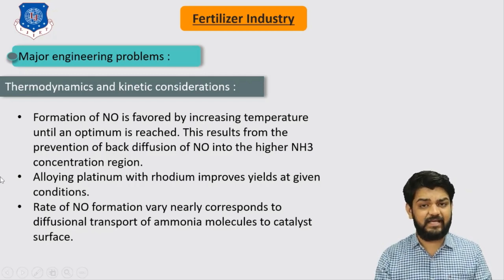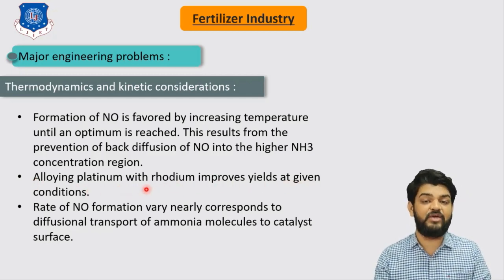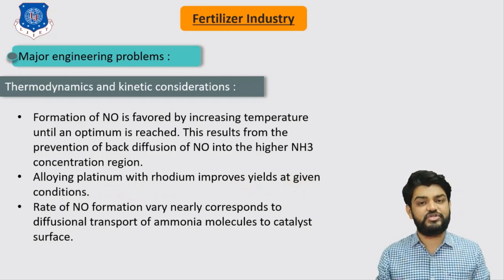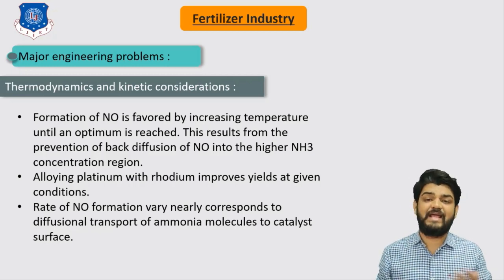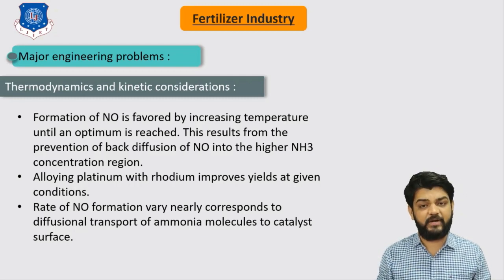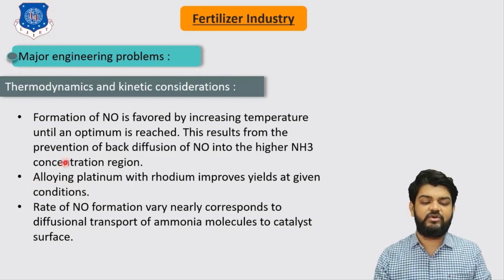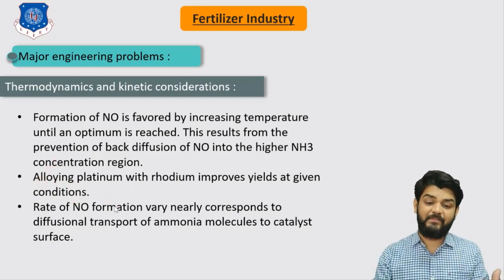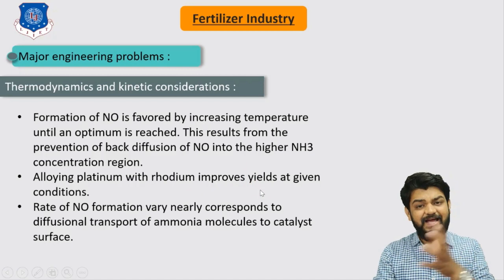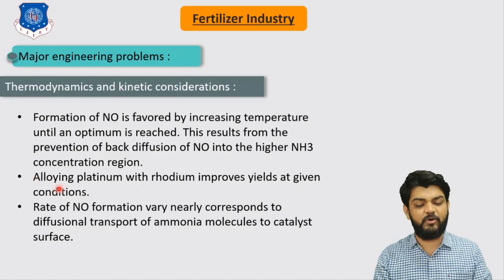Now moving to the next major engineering problem: alloying platinum with rhodium improves the yield at a given condition. We know that platinum is a very costly material, so we cannot use platinum directly, as it will increase the fixed cost of the entire operation. So we add another material as an alloy. Alloying platinum with rhodium actually improves the yield of the process, and a higher yield can be achieved.